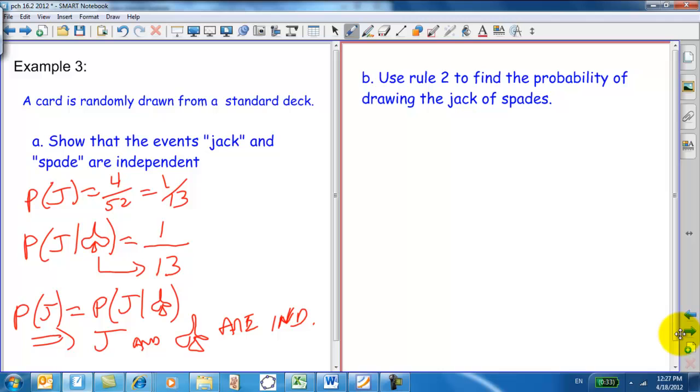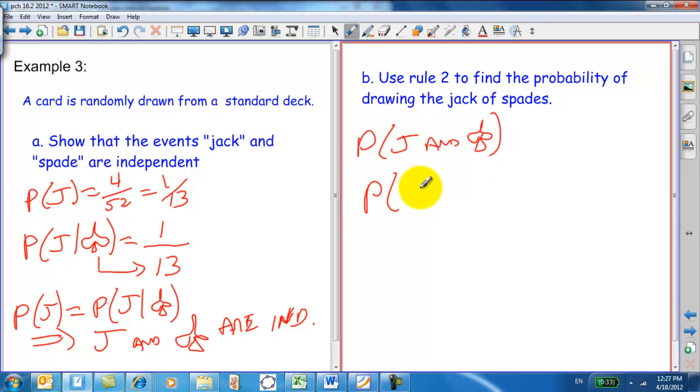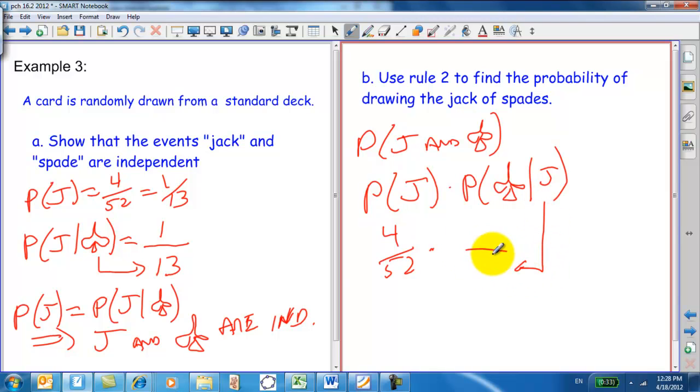Now, use Rule 2 to find the probability of drawing the Jack of Spades. So the probability of a Jack and a Spade is the probability of a Jack times the probability of a Spade, given that it's a Jack. So, the probability of a Jack is 4 out of 52. The probability of a Spade, given that it's a Jack, well, now we have to look at the 4 Jacks in the deck, and one of them is a Spade, and we end up with 1 out of 52. And this makes sense. The Jack of Spades is just one of the 52 cards in the deck.